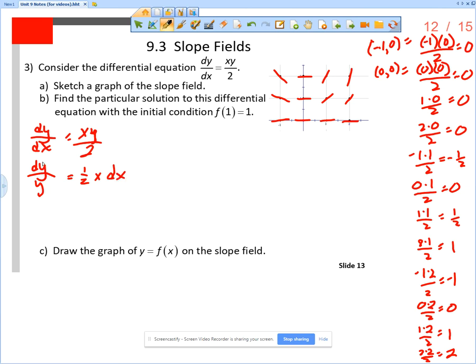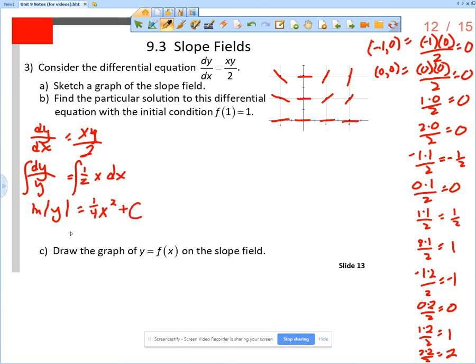All right, so now, remember, I'm going to integrate. On the left side, integral of dy over y, remember that's like 1 over y dy, so that's natural log of the absolute value of y. Equals integral of 1 half x, that would be 1 half x squared over 2, so 1 fourth x squared plus c. Don't forget about the plus c.